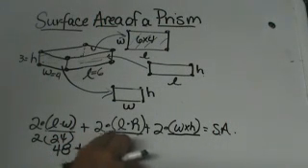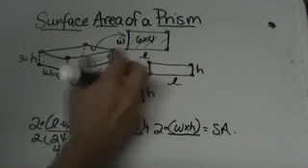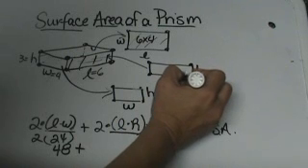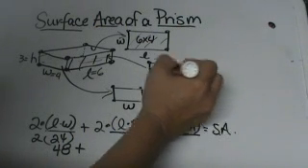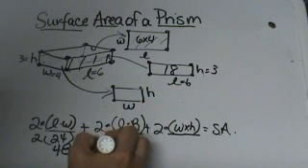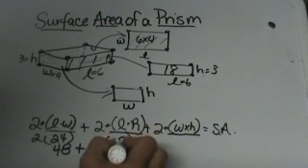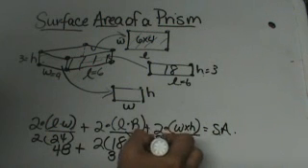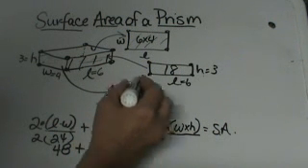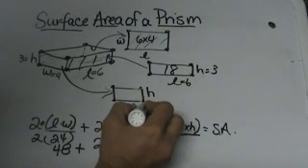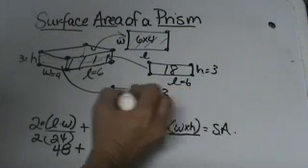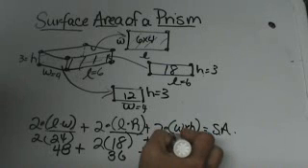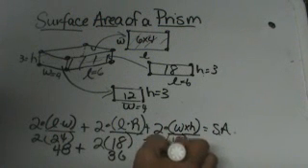Then we're going to take 2 length times heights. So that's this side. And our length is 6 and our height is 3. So that gives us 18. But then we have 2 of those. So 18 times 2 is 36. And then we're going to add to it 2 width times height. Well, the width is 4 and the height is 3, so that surface area of this end cap is 12. So 2 12s gives us 24.